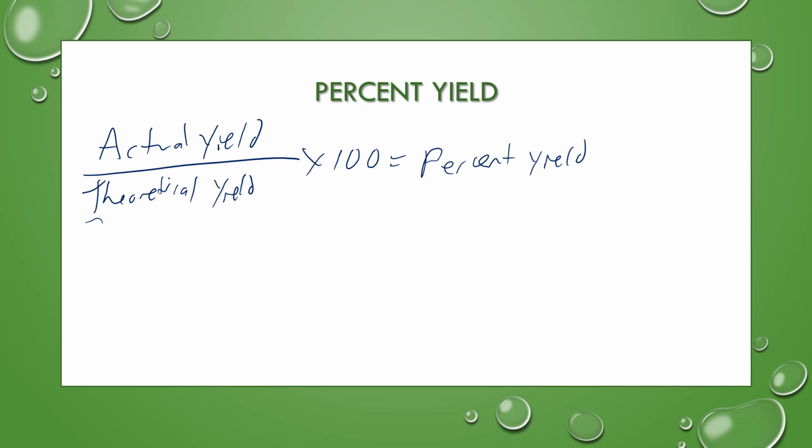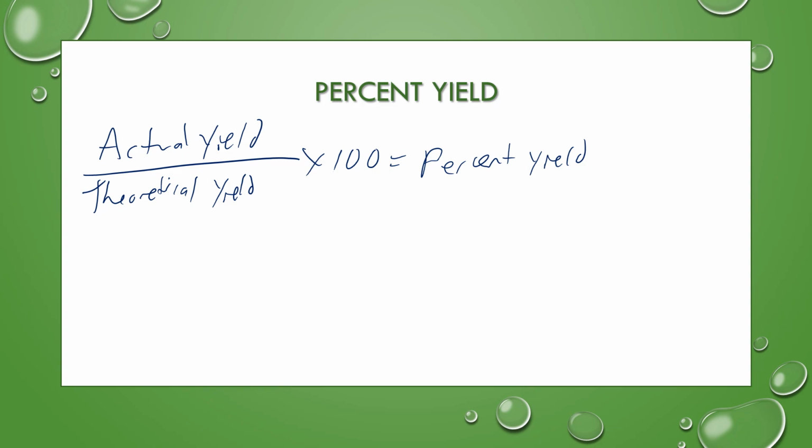And depending on the situation, you'll have very widely different percent yields. Some reactions go very close to completion, like get really, really high percent yields. Some reactions are considered very successful at like a 50% yield. So it just depends on the particular reaction.